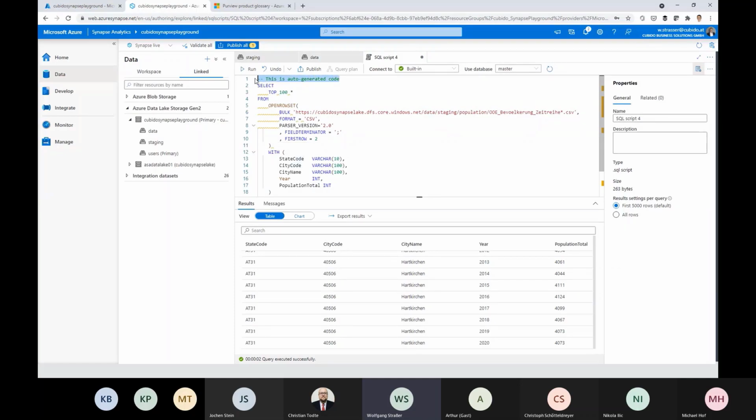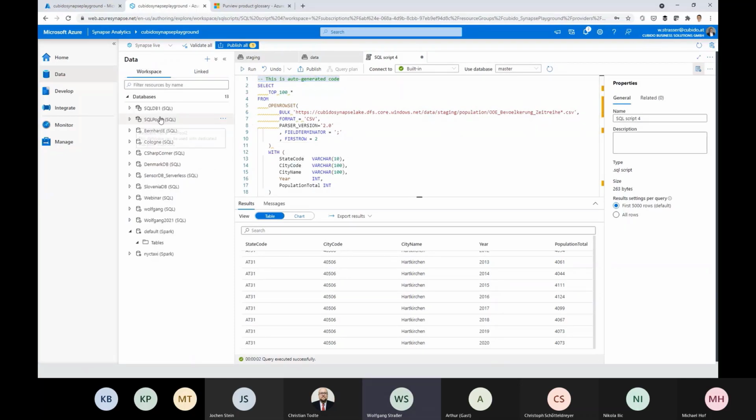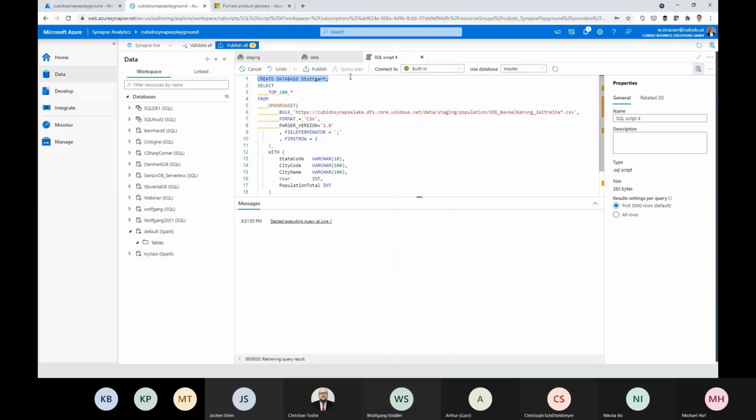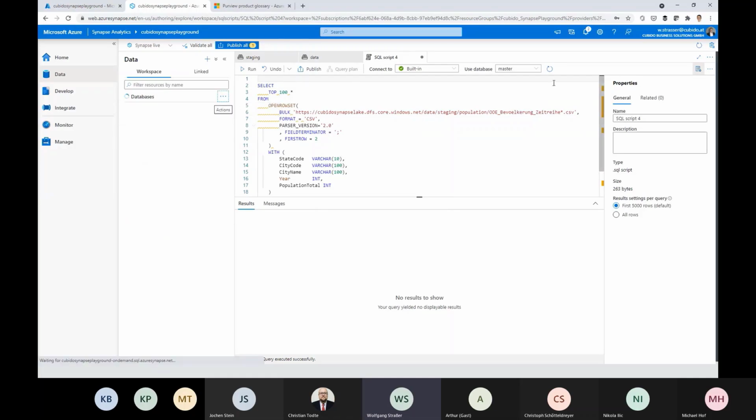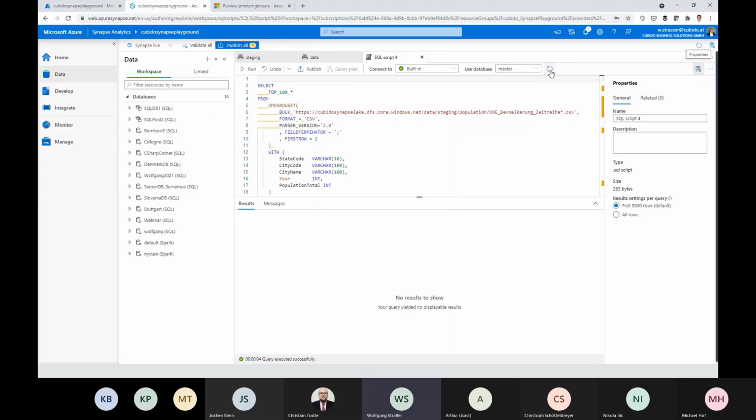And now we can use that serverless pool to provide some sort of logical layer on your data lake, for example. What we can do is create a database, if I can type it correctly, and we call it Stuttgart database. Create database. Takes some seconds. I'm going to refresh over here. We've got the Stuttgart database, and that one is empty.